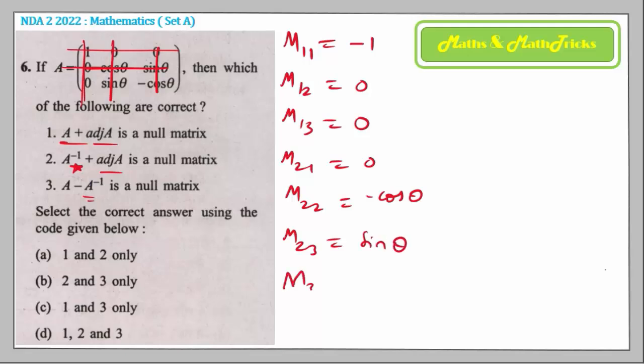Then M31, deleting third row, first column, you get 0. M32, deleting third row, second column, you will get sin theta. Let me erase this mess that happened on the matrix. And then you have M33, deleting third row, third column, which is cos theta. So now M11: by definition, whenever 1 plus 1 adds to an even number, accordingly A11 will be the same as M11.